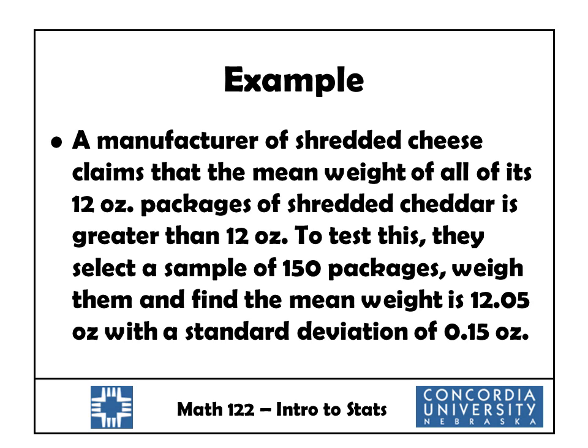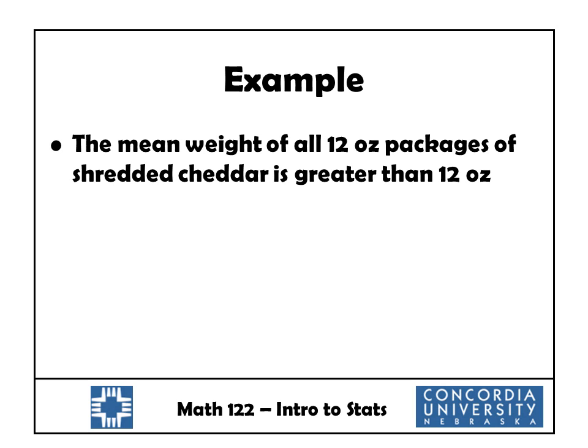Now, at first glance, our data may seem to prove the claim. But remember, the claim is made about the population of all 12-ounce packages of shredded cheddar. Our data comes from a sample of those packages. In that sample, the mean definitely is greater than 12 ounces, so it does appear to support it, but we need to analyze just how strong that support is. Is it very strong so that we can conclude that the claim is true, or is it just very weak support?